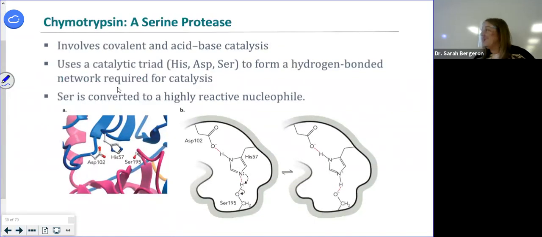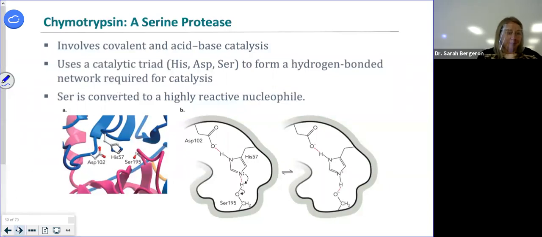So here's another example of an enzyme that will break things down. It's called chymotrypsin. Chymotrypsin is a serine protease. What does that mean? It means it won't ubiquitously cut up proteins. It's going to be a little bit specific. It's going to cut up proteins that have what? A serine in them, right? So you'll see lots of different proteases.